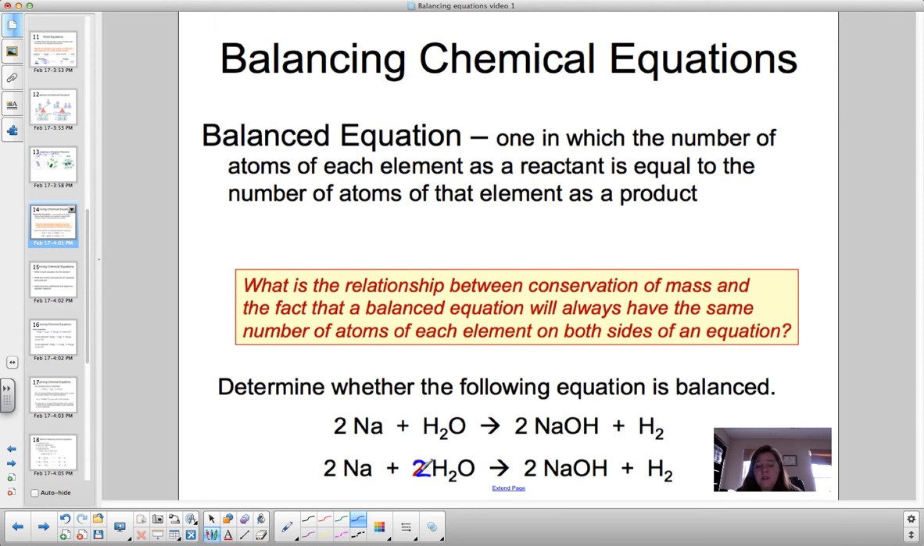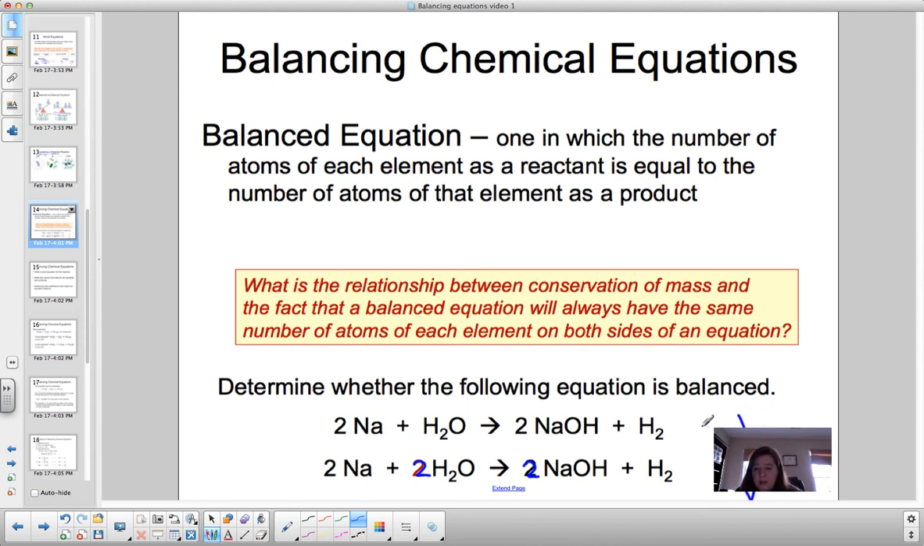Now remember, this 2 distributes not only to this, but also to this. So I have 2, and now I have to multiply the subscript times the coefficient. So I have 4 hydrogens here. And then I have 3 over here. Well, if I put a 2 out in front here, now I have 2 hydrogens plus 2 hydrogens. I have 4 hydrogens on each side, so we're good so far.